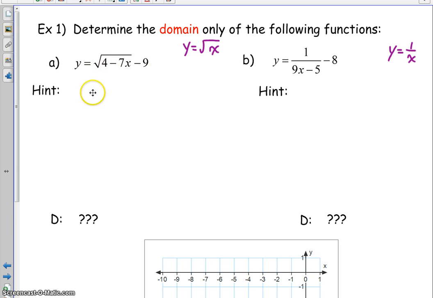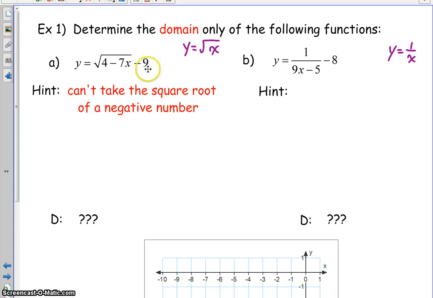We have a square root. What can we not do with a square root? Well, we can't take the square root of a negative number. So what that's telling you is that what's underneath the square root here, the 4 minus 7x, if it's going to be something valid that we can put inside the function, this has to be greater than or equal to 0. Again, because if it's negative, we can't take the square root of it. So what we have here is just an inequality that we can solve.